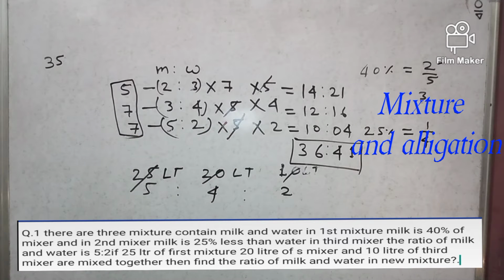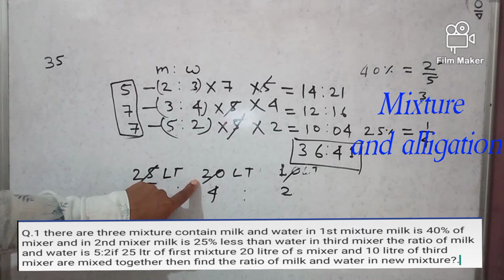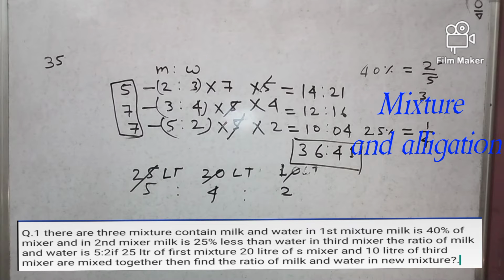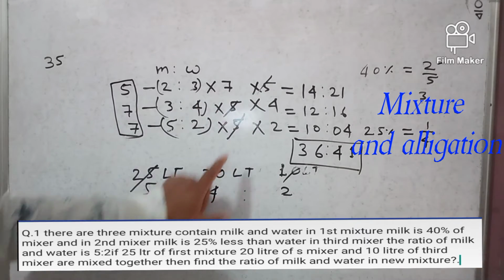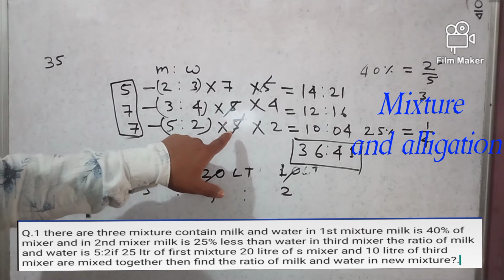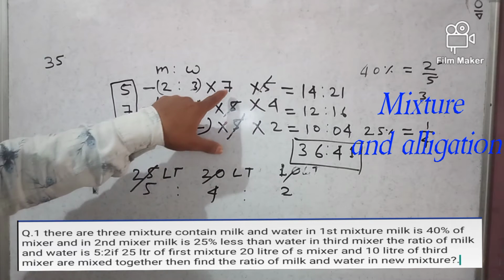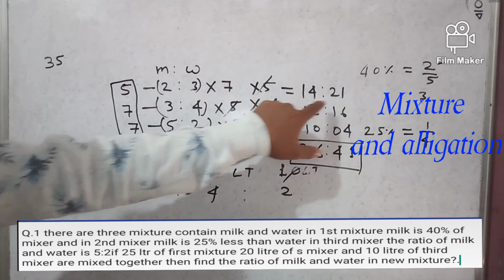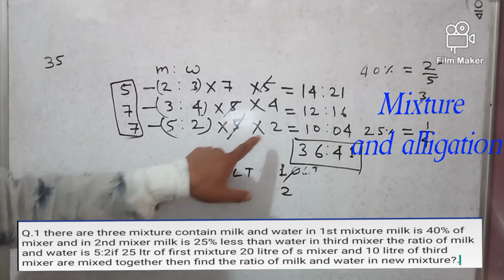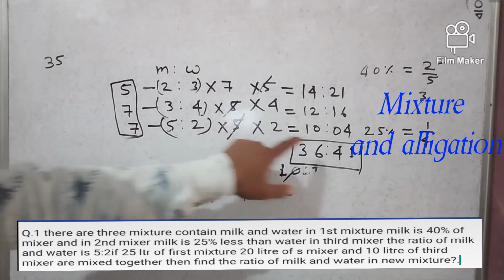The mixed quantities are 25 liters of the first container, 20 liters of the second container, and 10 liters of the third container. So the ratio will be 5:4:2. 5 5s are 25, 5 4s are 20, and 5 2s are 10. Now in the first container multiply with 5, in the second container multiply with 4, and in the third container multiply with 2. Observe here, the 5s cancel. So 7 times 2 is 14, 7 times 3 is 21, 4 times 3 is 12, 4 times 4 is 16, 2 times 5 is 10, and 2 times 2 is 4.